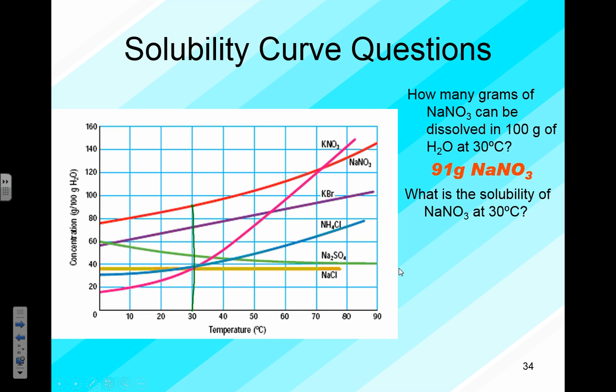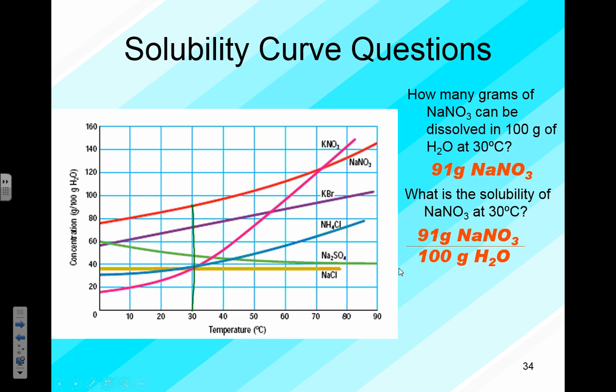And we just saw 91 grams was what the graph told us. But remember, that's 91 grams in 100 grams of water. When we're talking about solubility, we have to specify how much to be full, the maximum amount that can be dissolved in a given amount of solvent. And in this graph, it's for 100 grams of water.